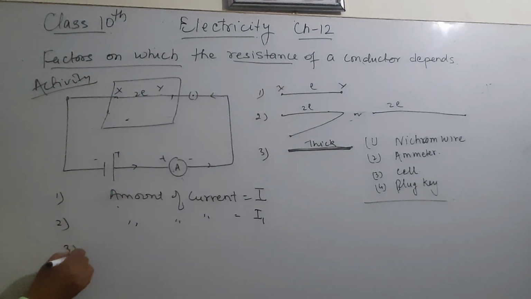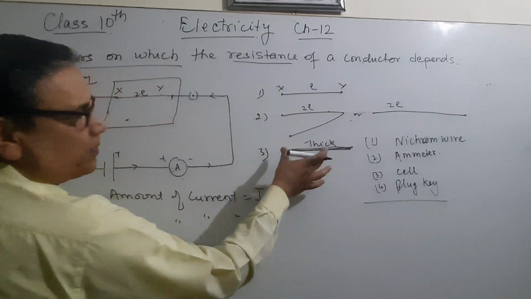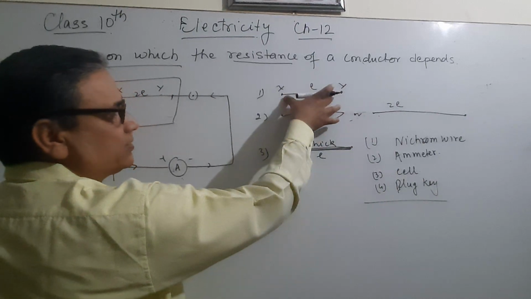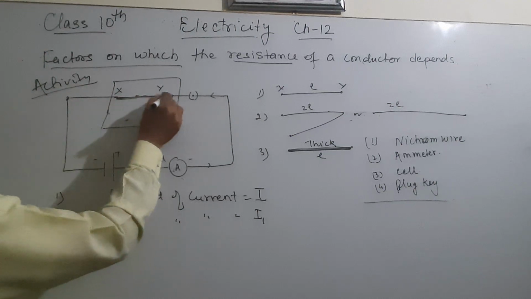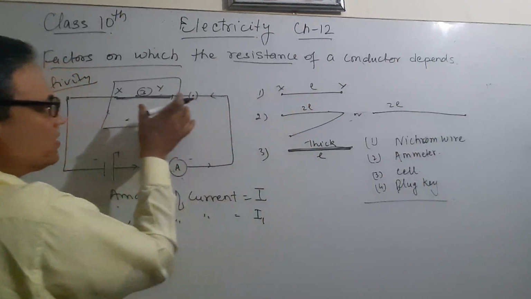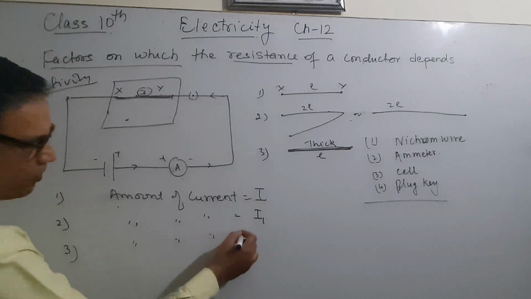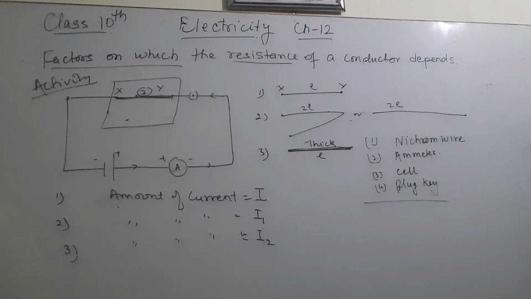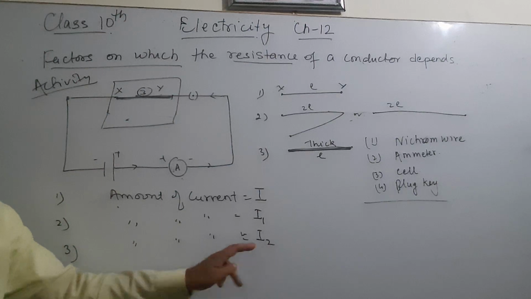And the third case: if you put a thick wire of the same length L, but the wire is comparatively thick, meaning more diameter than this one. In this third condition, a thick wire of length L is placed between X and Y, and the circuit is completed. Then we note down the amount of current, I2. Here are the three conditions of current: I, I1 and I2.